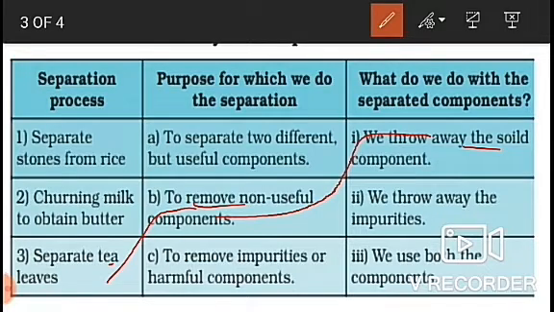With this table we understood that certain components are separated because they are not useful. And then there are mixtures where both or all the components are useful, and even then we need to separate them. So this is how we separate a few things, and the components are sometimes used, and sometimes the components which are not useful are thrown away.